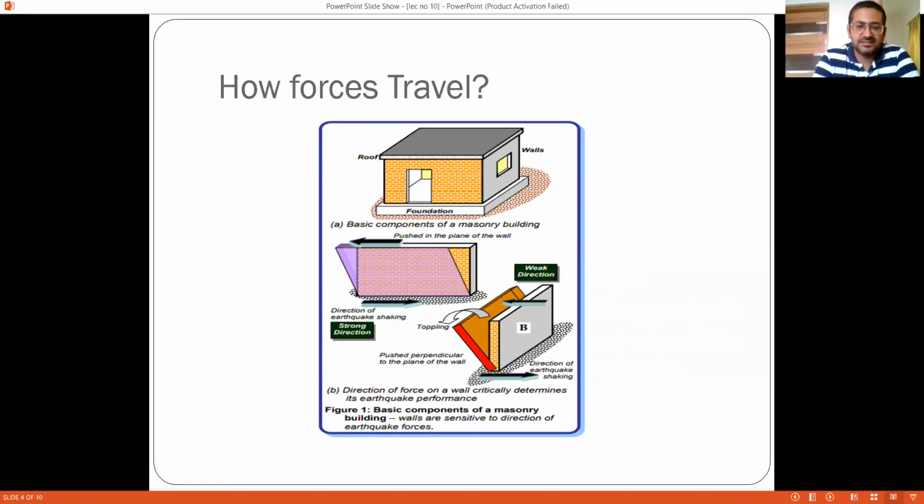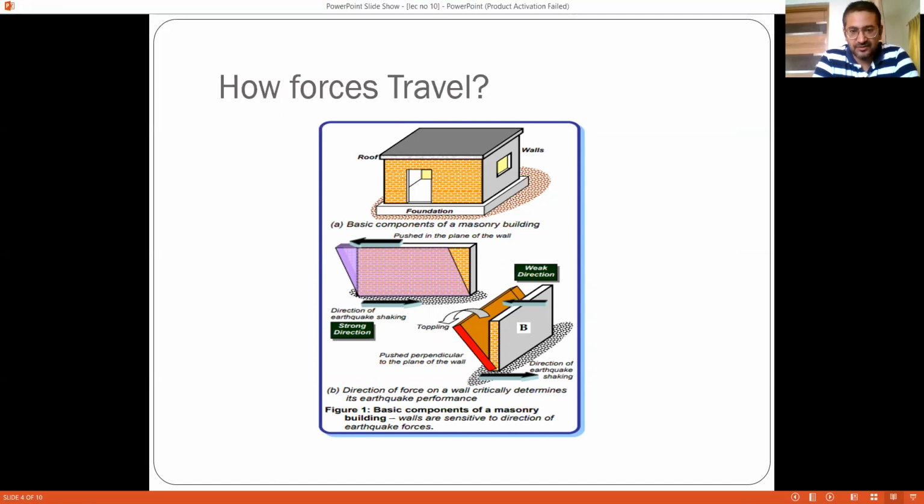And the same thing, as I said, is in-plane bending and out-of-plane bending, right? When the force is applied along the length of the wall, the bending is going to be in-plane bending. But when the force is applied perpendicular to the width of the wall, then it is considered as out-of-plane bending. And in case of out-of-plane bending, the wall is going to be vulnerable.